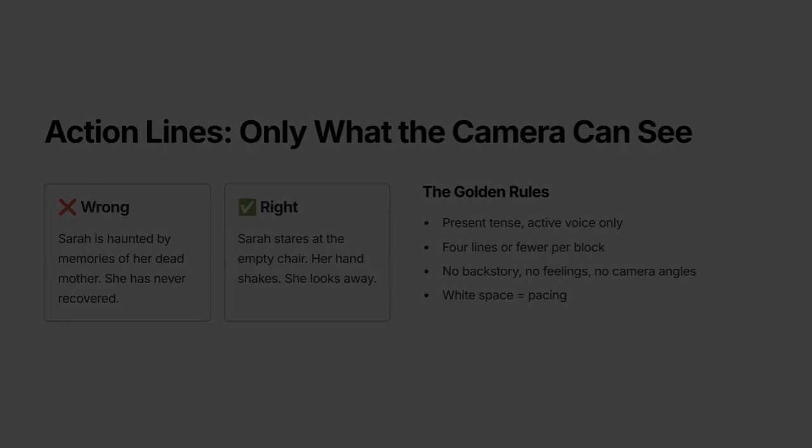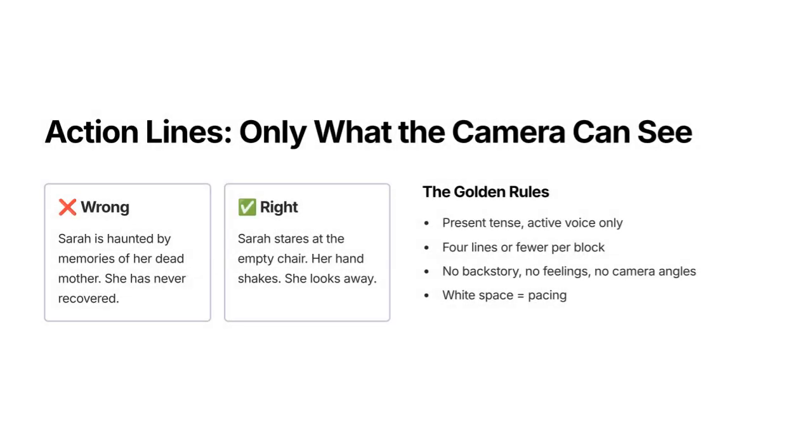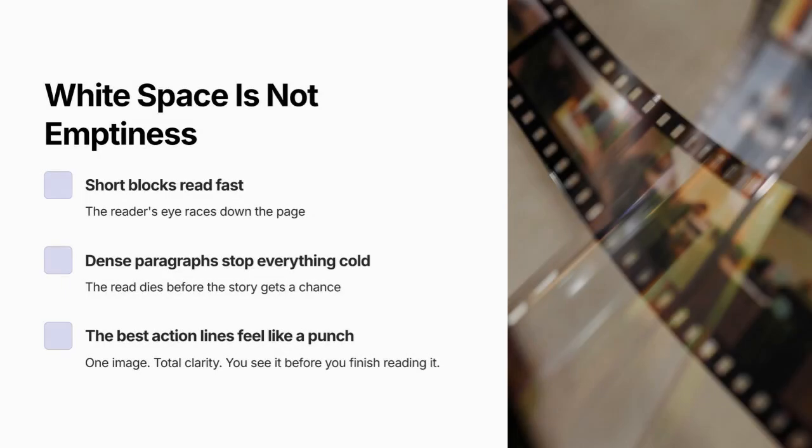Then character names, centered, all caps, before every single line of dialogue. Then dialogue, indented to the center block. Then parentheticals, used sparingly, directly under the name. Then transitions like cut to, only when the cut itself is the point of the scene. 6 blocks, strict order, every single page. Master these 6 and your page looks like a professional wrote it.